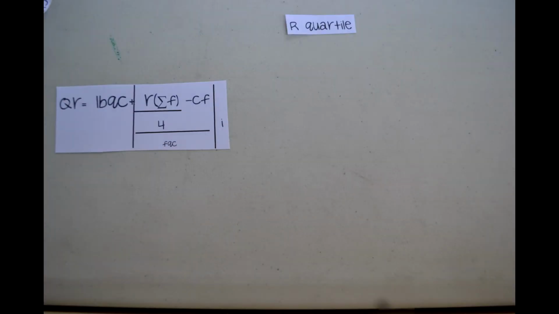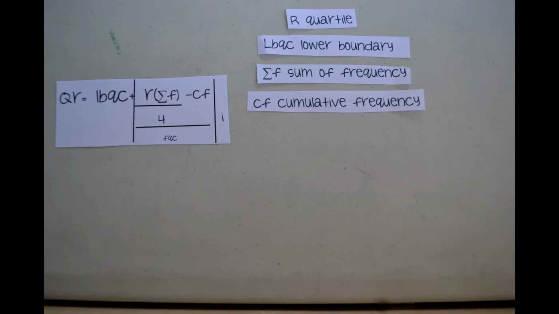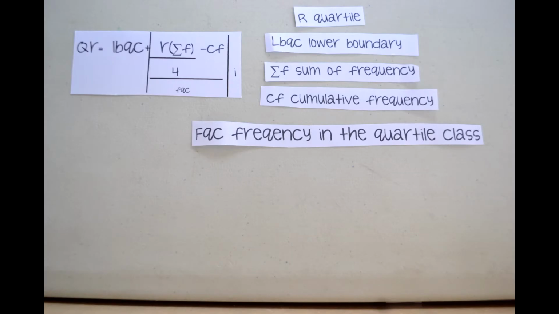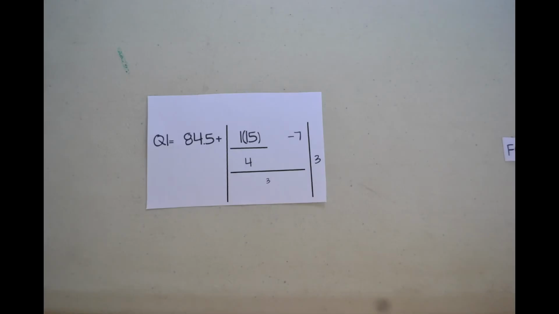R shows what quartile it is. LBQC is the lower boundary of the quartile class. Summation of F is the sum of the frequency. CF is cumulative frequency above the quartile class. FQC is the frequency in the quartile class and I is the interval. To use this formula in solving quartile 1, you will eventually get 81.